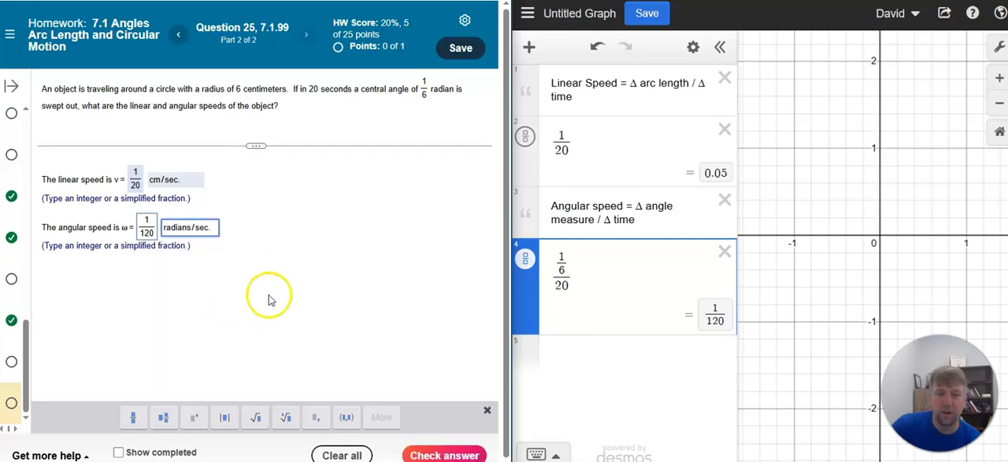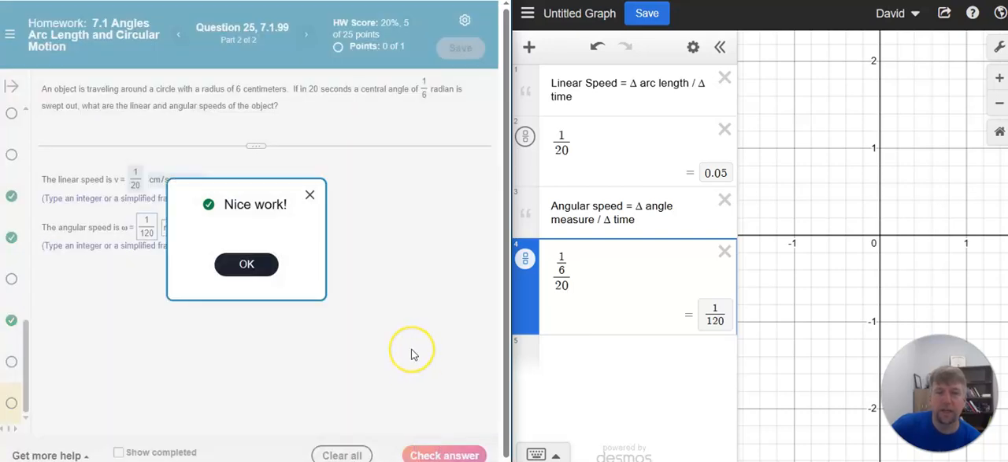Again, it's not squared. We're not talking about area here. It's just angles are measured in radians, time is measured in seconds. So it's radians per second.